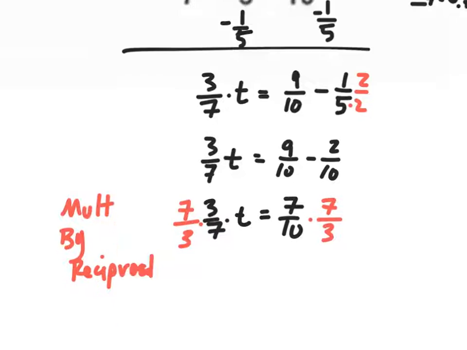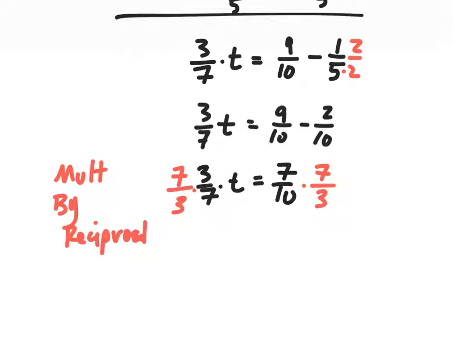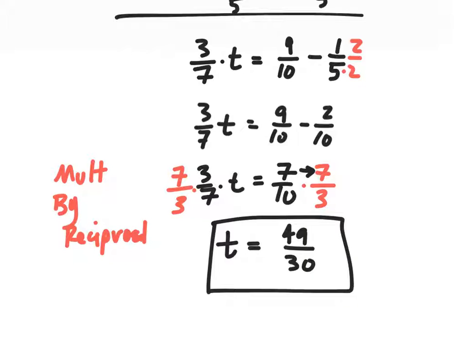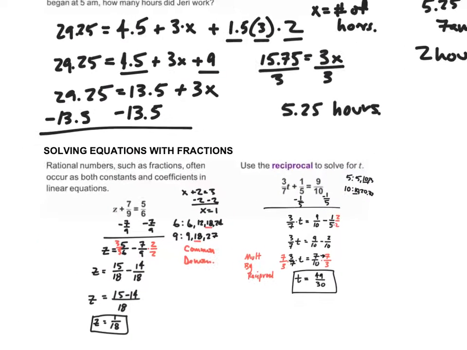So what we get as a value for t is the following. We would get that t is equal to, and we just multiply across, 7 times 7 is 49, and then 10 times 3 is 30. So we'd get 49 over 30, and that's how we would leave our answer, okay? And so we're just going to go ahead and leave them like that. And let's move on to the next page.